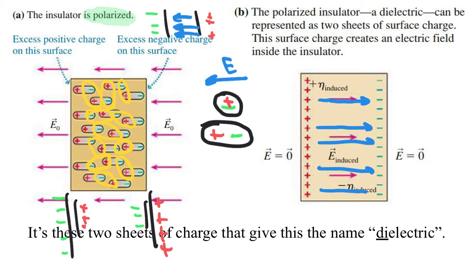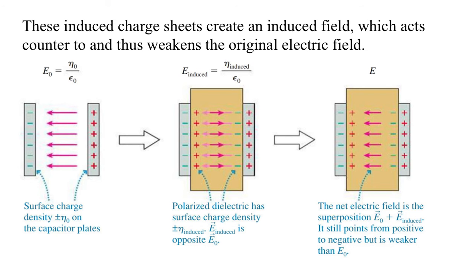All right. Outside, of course, again, it would look like 0, just like for a regular capacitor. And the induced field is opposite to the applied field that came from the capacitor. It's the two sheets of charge, by the way, that gives us the name dielectric, right? Two electric sheets. The induced charge sheets create an induced field which acts counter to and thus weakens the original electric field. So the original electric field was charge density over epsilon naught.